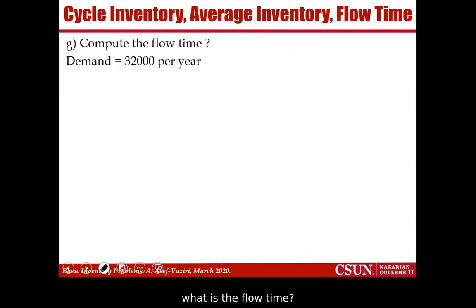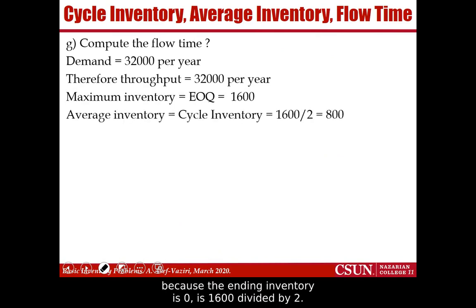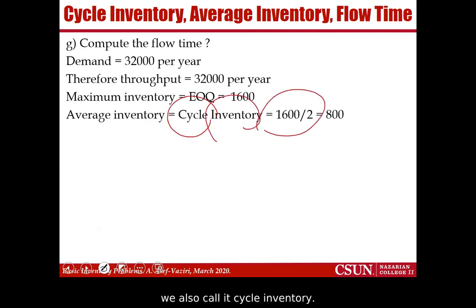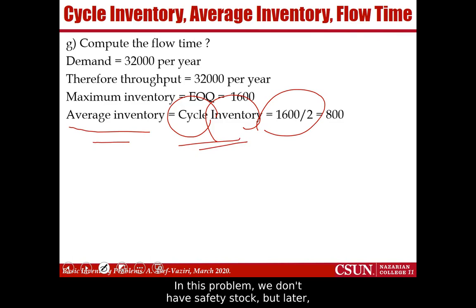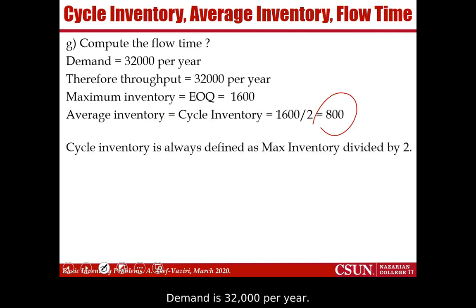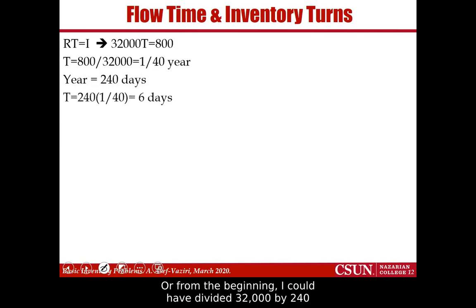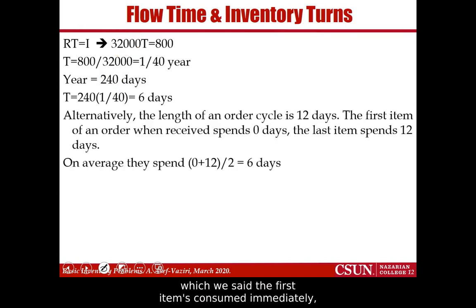What is the flow time? Demand 32,000, throughput 32,000 per year, EOQ 1600, average inventory, because the ending inventory is 0, is 1600 divided by 2, Q divided by 2 or EOQ divided by 2. We also call it cycle inventory. When we have no safety stock, average inventory and cycle inventory are equal. In this problem, we don't have safety stock, but later I will discuss safety stock. So average inventory is 800, demand is 32,000 per year, and flow time is 1 over 40 years, and then I multiply by 240, that is 6 days. Or from the beginning, I could have divided 32,000 by 240 to have demand per day. And this is the other alternative, where the first item is consumed immediately, the last item after 12 days. So on average, an item will be 0 plus 12 divided by 2, 6.